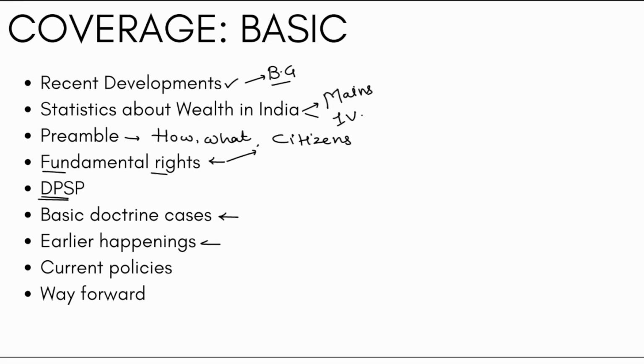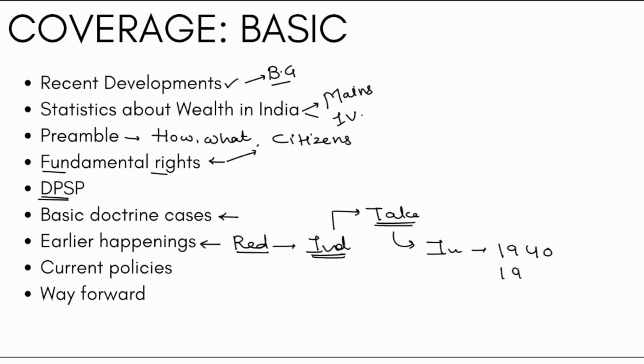Then we'll talk about the important cases of the basic structure doctrine, the earlier happenings: what happened when India tried to redistribute the wealth right after independence from the zamindars to the common people, and what happened when India tried to take the wealth from those in whose hands it was concentrated, right after independence in the 1940s and 1950s. And what changes had to be made in 1991 and why. Then we'll see what the current policies are and what the way forward is.